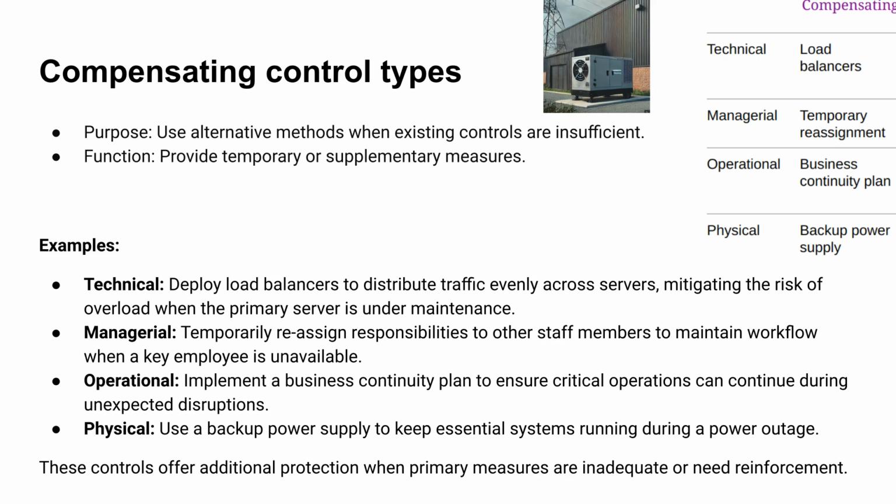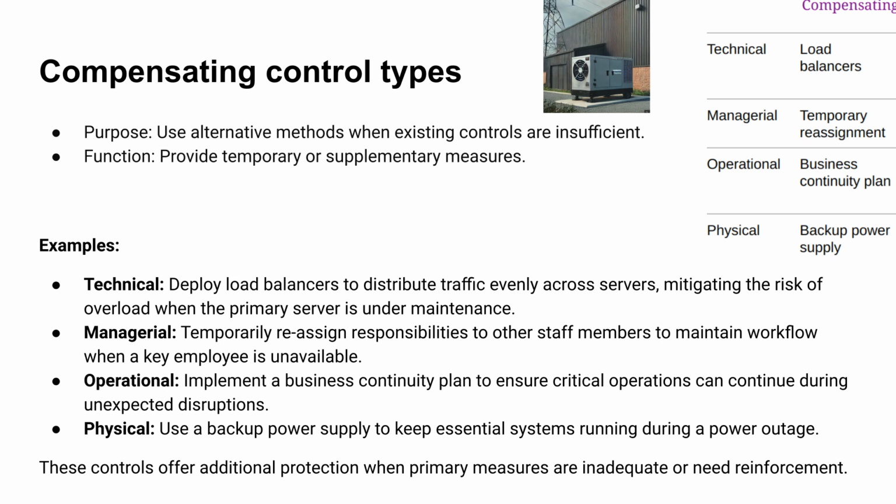When your primary security measures are insufficient or temporarily unavailable, compensating controls provide an additional layer of protection. These controls are often implemented as temporary or supplementary solutions until more permanent fixes can be established.